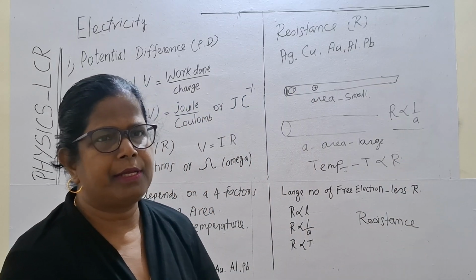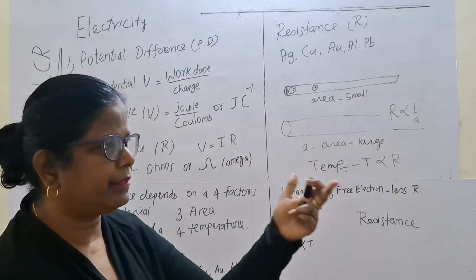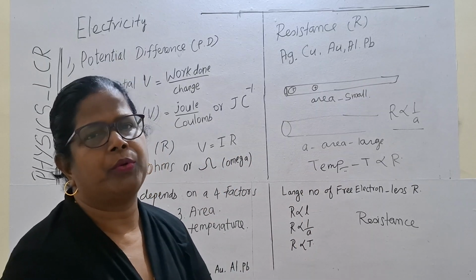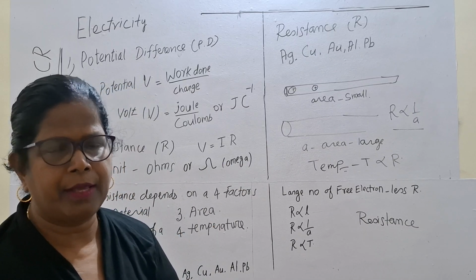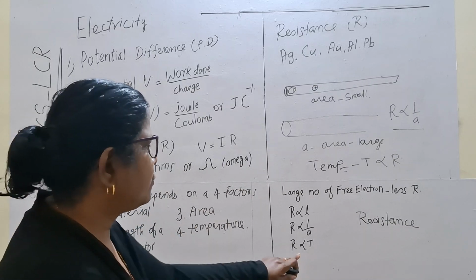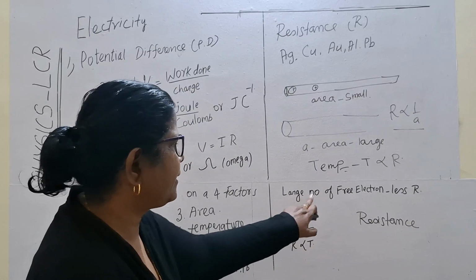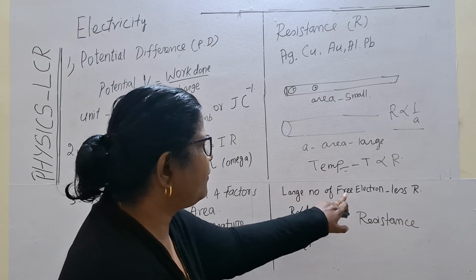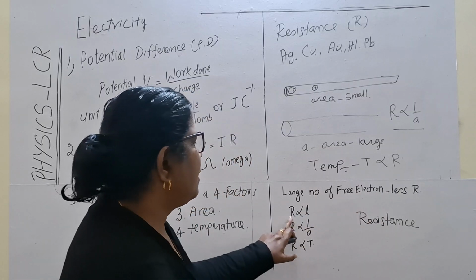Increasing the temperature, the pollution also increases. So what happened? Resistance will be more. When temperature decreases, resistance is less. So that's why resistance and temperature are directly proportional. Here, with more free electrons, there is less resistance.